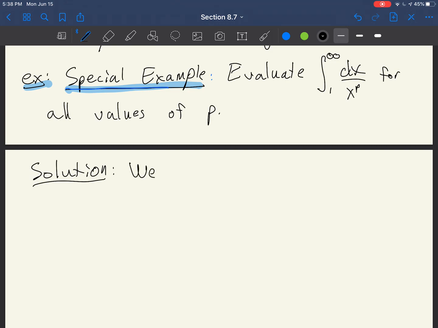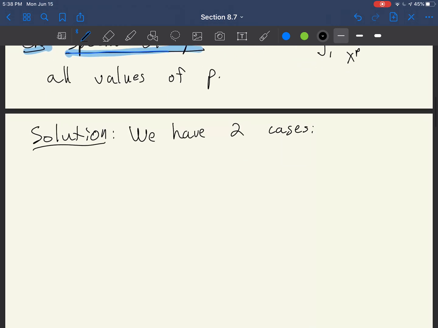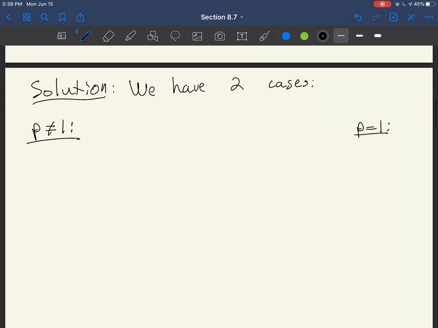So, solution. We want this for all values of p, so we're going to break this up into 2 cases. We have the case that we can use the power rule to integrate this, so that is p does not equal 1. And then we have the case that p equals 1, in which case we cannot use the power rule. So I'll do the case that p equals 1 first. So that's the integral from 1 to infinity of 1 over x dx.